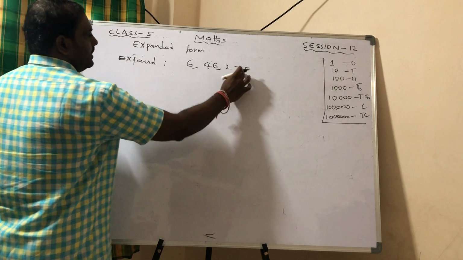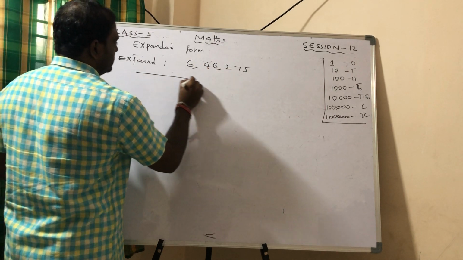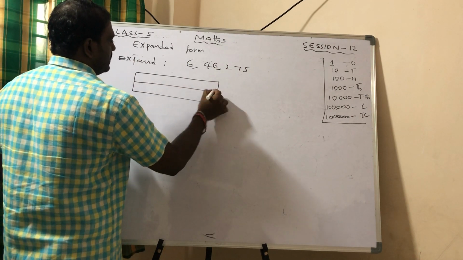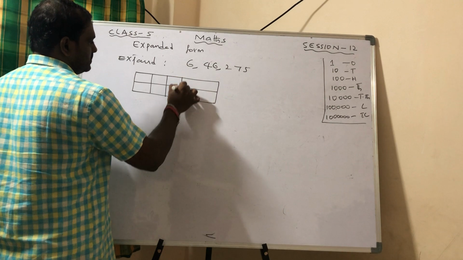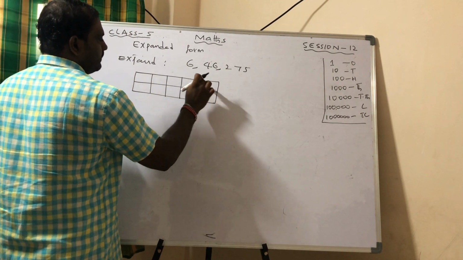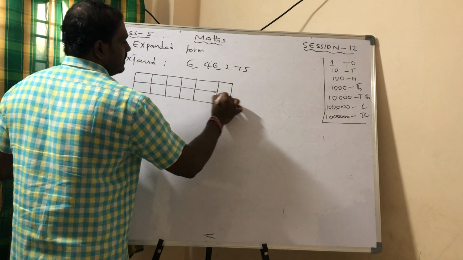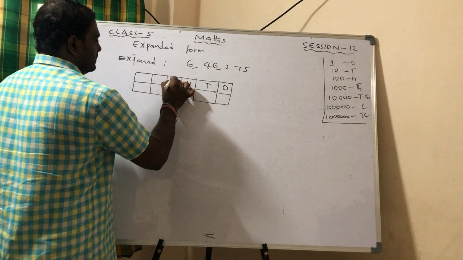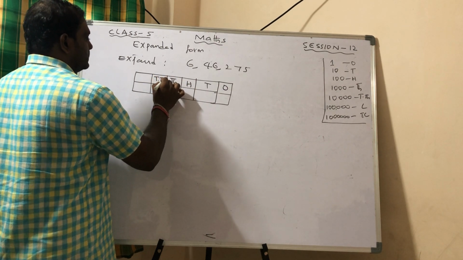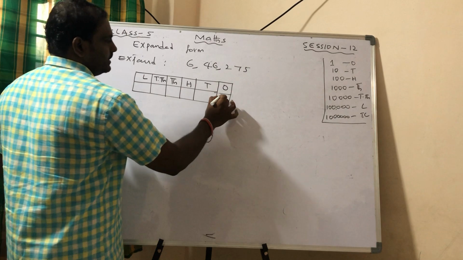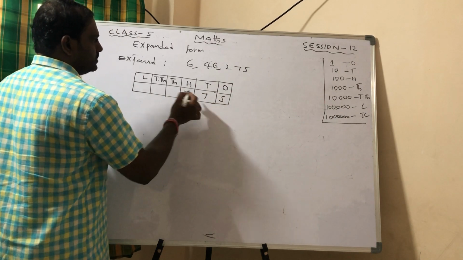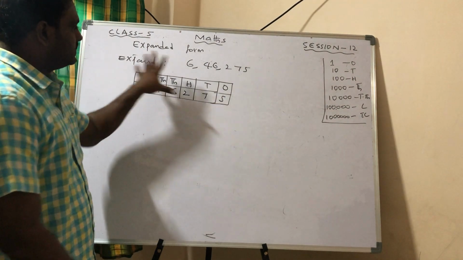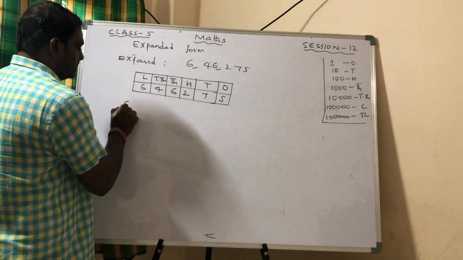So as usual, 1, 2, 3, 4, 5, 6. 6 boxes for the big number. After this, ones, tens, hundreds, thousands, 10,000s and lakhs. Then after this, 5, 7, 2, 6, 4, 6. First you have to fill this. That's all.